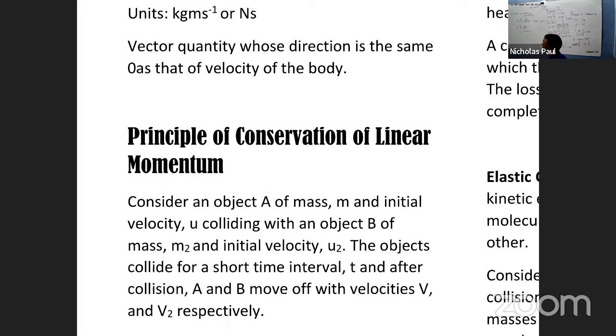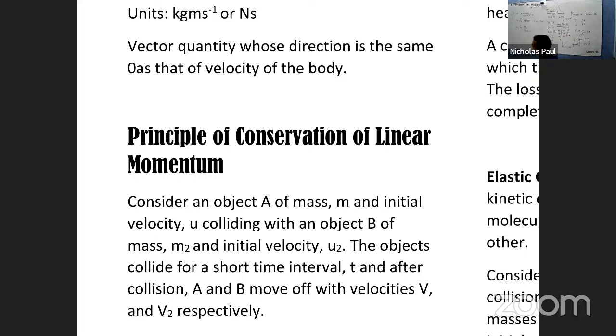We have to prove this. We have to prove the principle of conservation of linear momentum. All right? And we're going to do it together. Okay? So let's consider a few things. I'll do some of it and we'll go through it. You have to be able to prove this formula. But here's what they looked at.